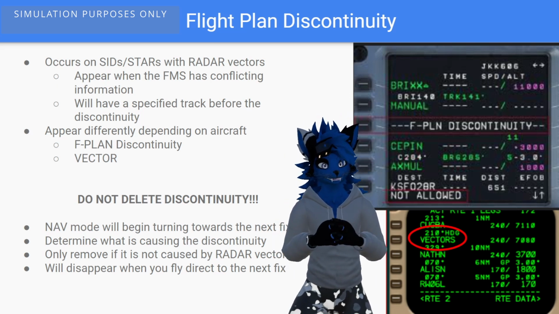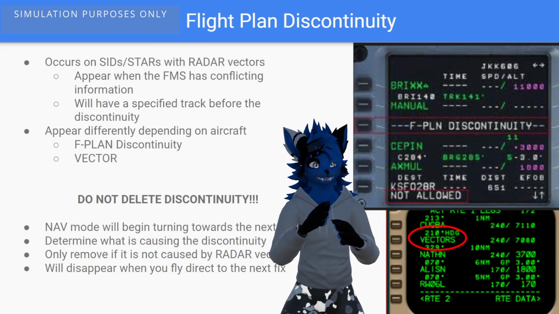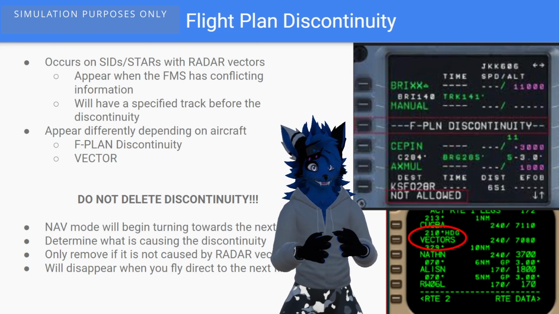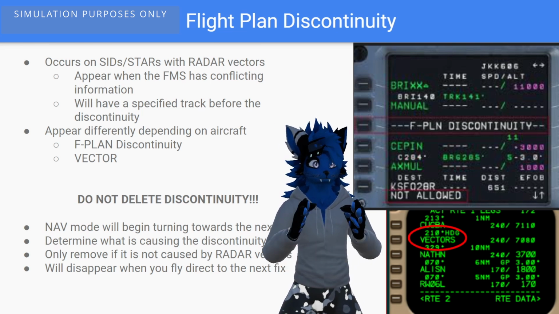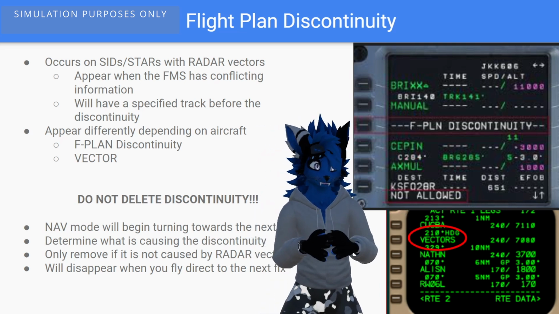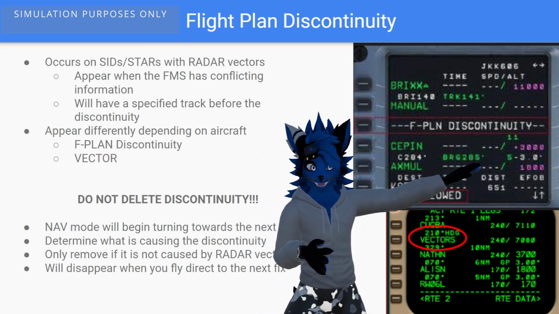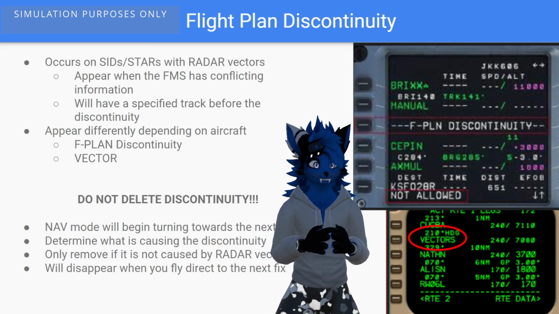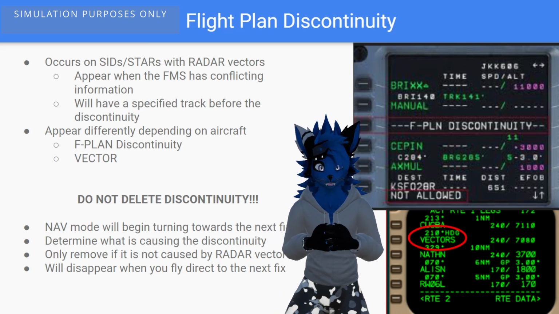So what this flight plan discontinuity is telling us is the plane knows it needs to fly to Bricks and then fly a track of 140 degrees, but it also needs to fly to SID. If the plane continues to fly 140 degrees, it's never going to get to SID. It'll go right past it and fly off into the sunset. So what it's telling us is, hey, I don't know how you want me to get to SID if I have to fly 140 degrees from Bricks, so you're going to have to figure it out for me.